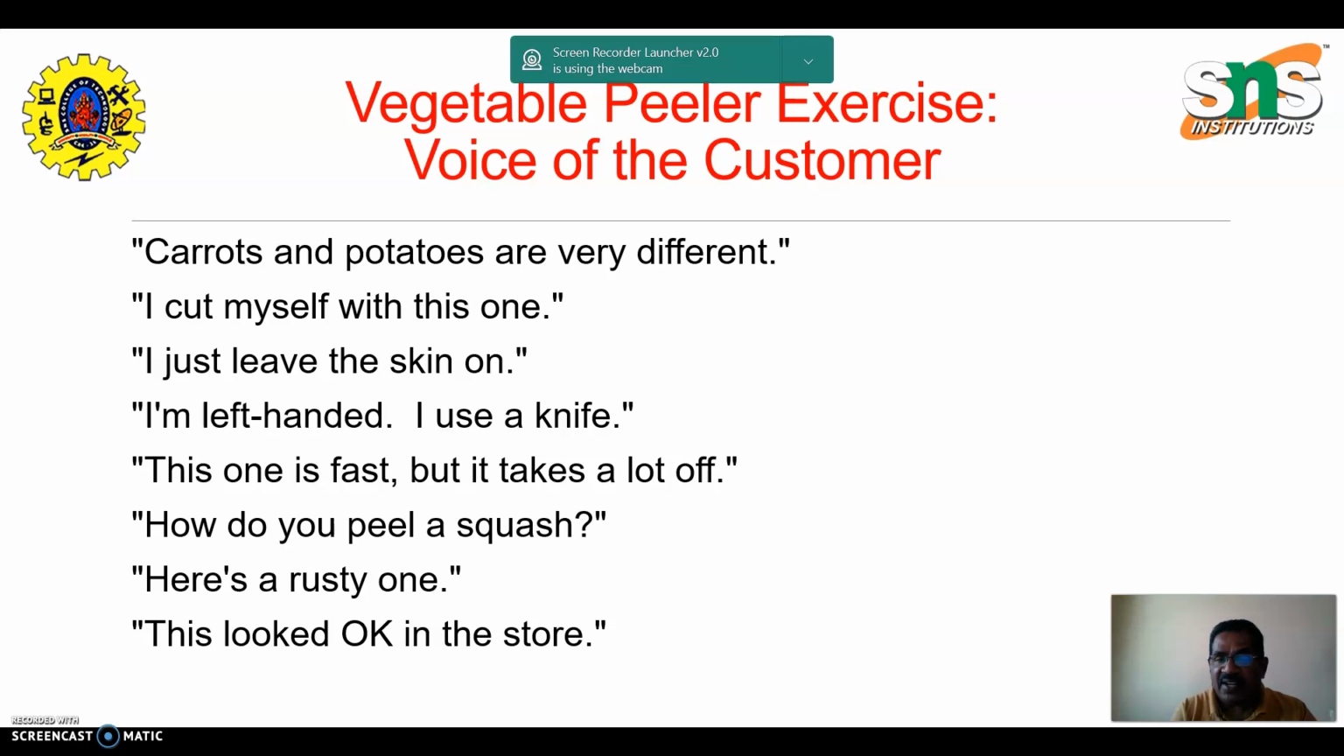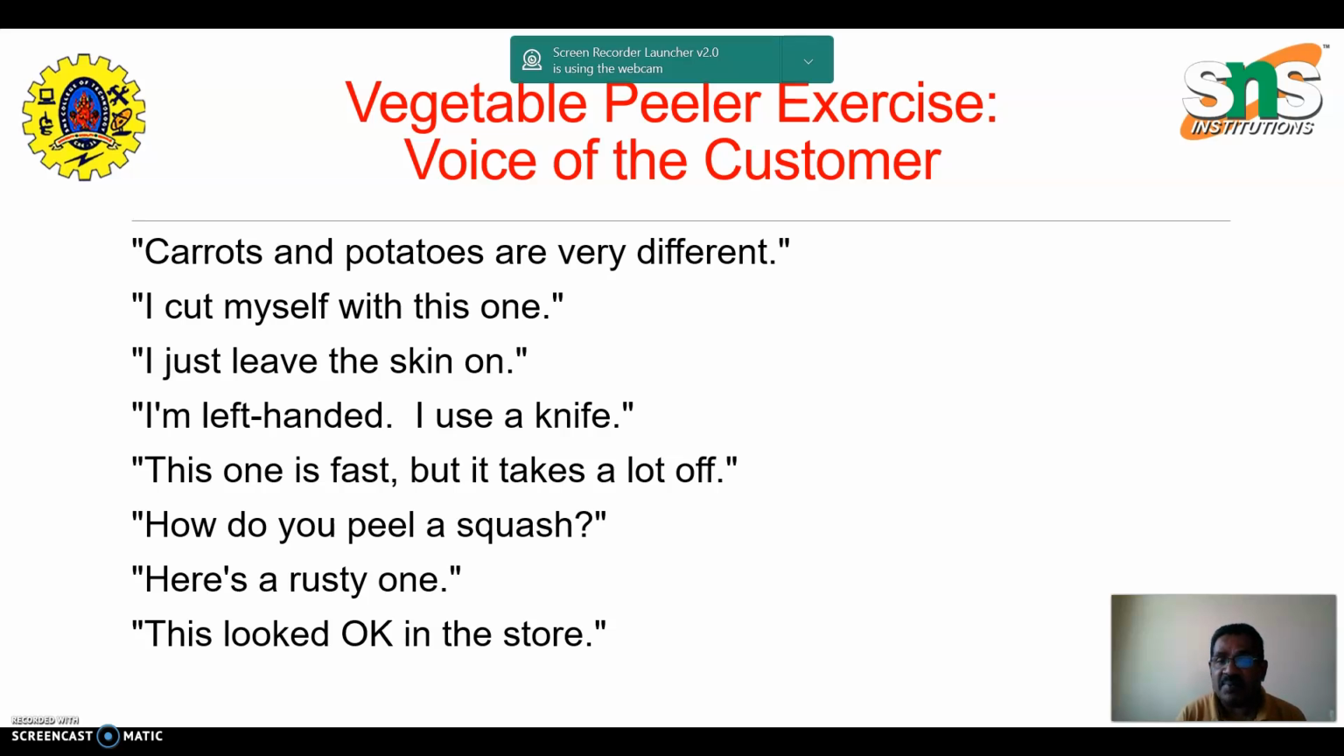I'm left-handed. I use a knife. So it is very clear here that the user is a left-handed person, and since he cannot use the same tool, the peeler, which is designed for the right-hander, he is trying to use a knife. Now that means when we are trying to design something, it must be usable in both hands. It must be dexterous.